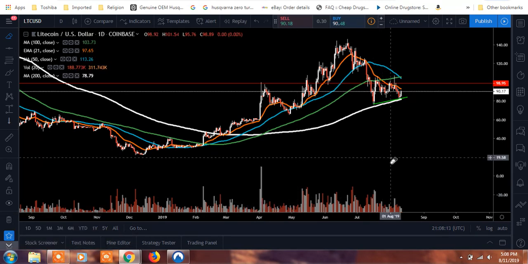I don't want to keep it too long for you here, but I just wanted to show you some of the things that were taking place, and we are starting to get that stochastic cross. Now we want to see if we get that follow through right where we're at here. So it's going to be an important area to look at, guys.